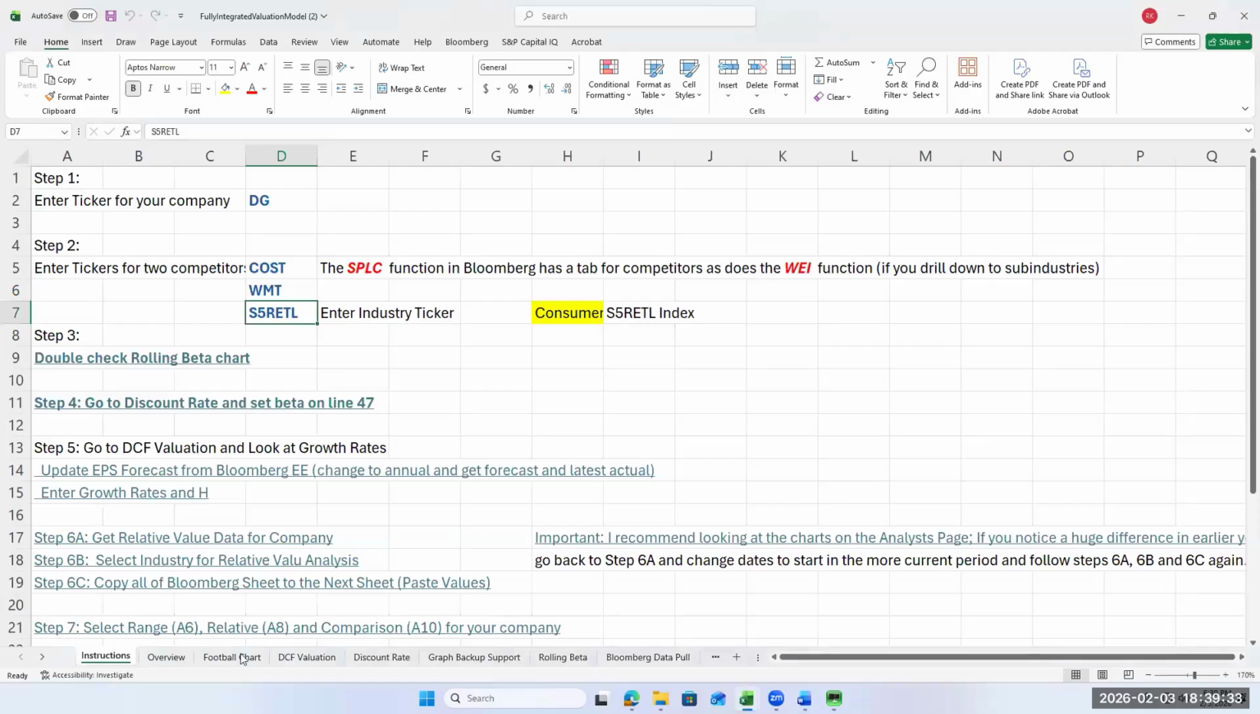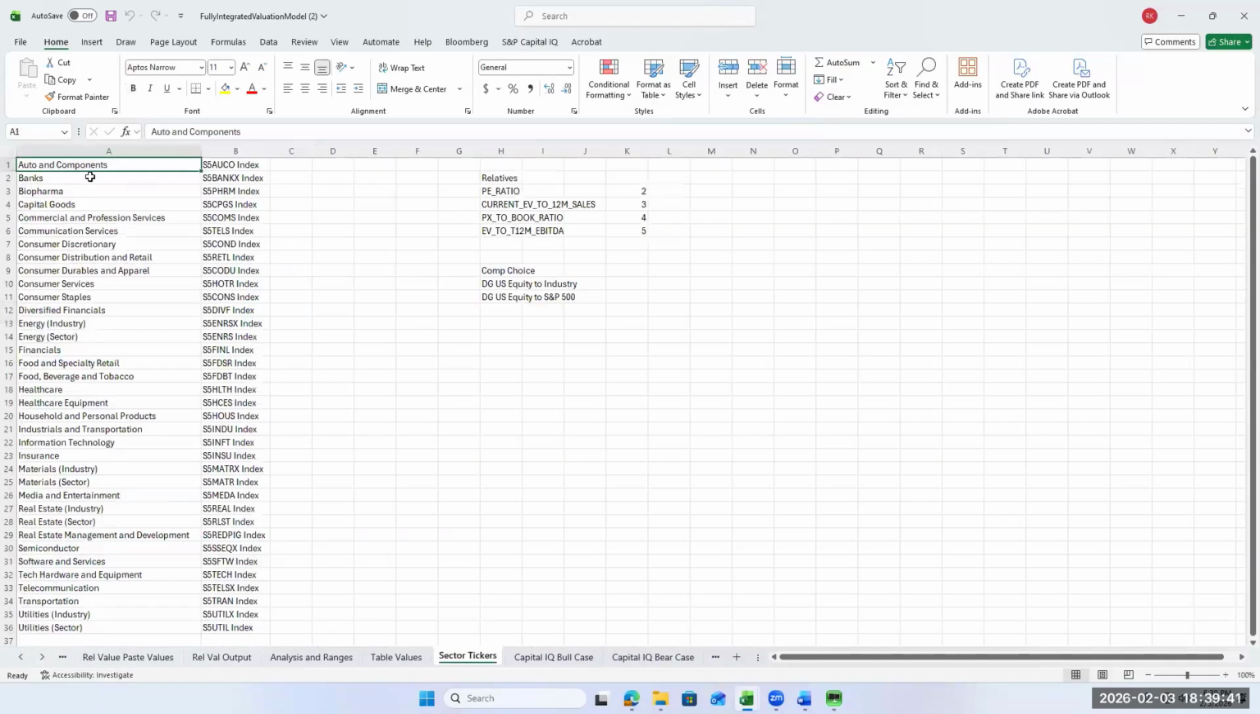This file actually has, if you go to the very end, sector tickers. You'll see the sector tickers. It gives you some ideas of different industries you can use. So over here, if you're doing banks, it's S5 banks index. You're doing financials, you're doing healthcare equipment. So I've got some in here, but there's other ones out there.